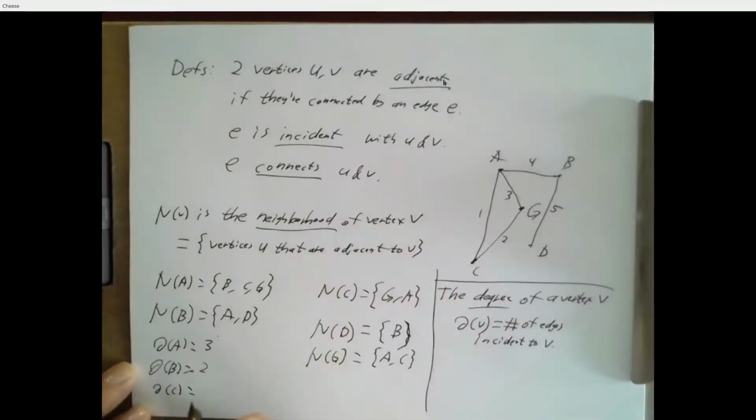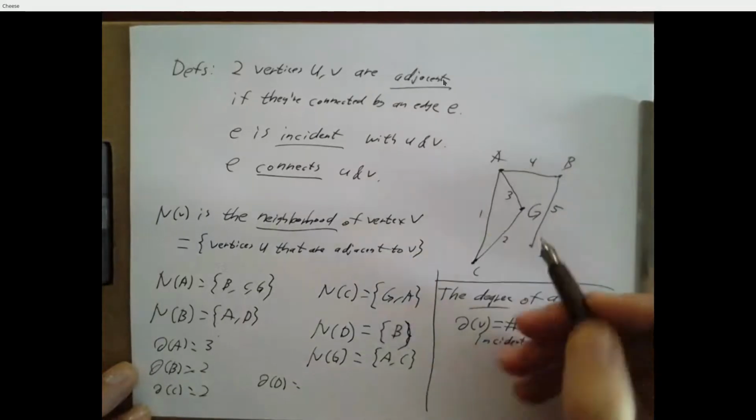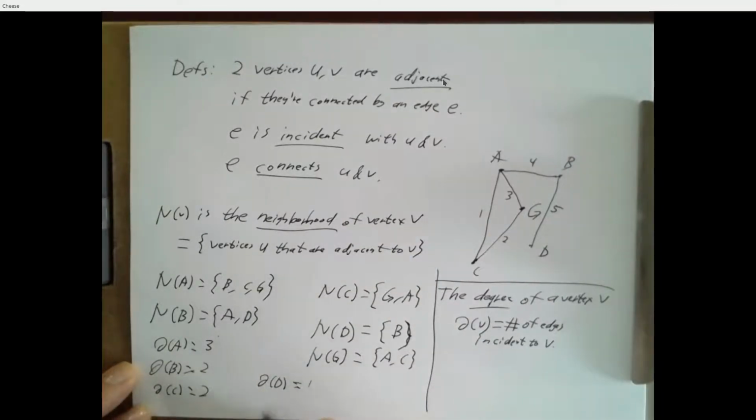Degree of C is edges 1 and 2, so that's 2. Degree of D is just going to be 1 edge, so that's 1. The degree of E or G is 1, 2. Right, so it looks like the cardinality of the neighborhood gives you the degree. Can you repeat the definition of degrees? The degree of a vertex is the number of edges incident to it.